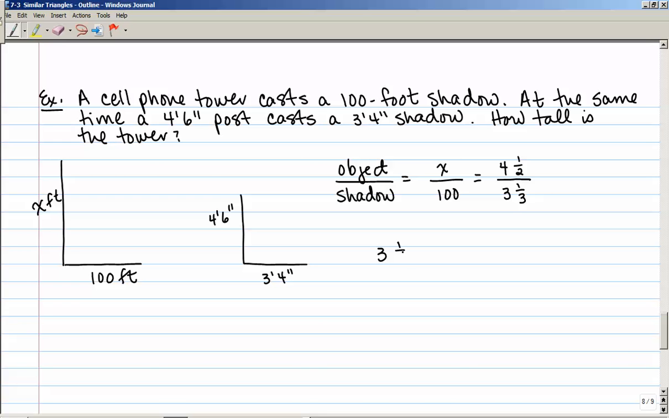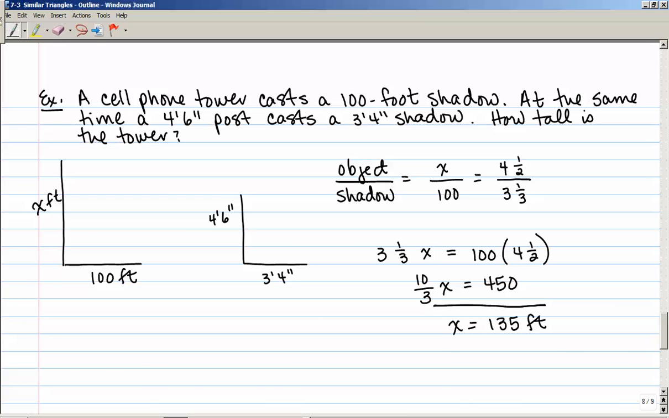Okay, now I have a proportion I can solve. So 3 1/3 times x equals 100 times 4.5. Now be careful here. Do not turn this into 3.3. It's 3.3 repeating. I know you don't like this, but I'm going to leave it as a fraction. So that's actually 10/3 x is equal to 100 times 4.5, which is 450. Solving for x, x is equal to 135 feet.